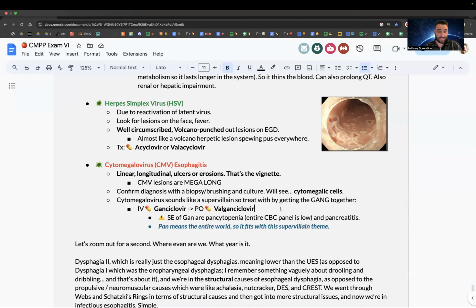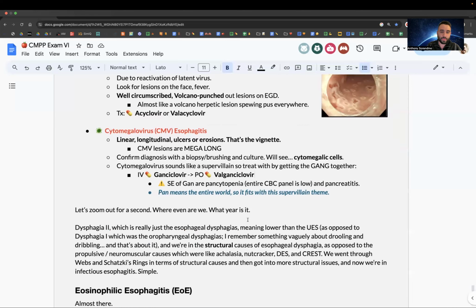So you're going to treat this by getting the gang together. So this is ganciclovir IV or PO valganciclovir. There are some side effects to these, and you think of like this supervillain taking over the world. So pan means like the entire world, like Pangea or pandemic. So pancytopenia, which is going to be your entire CBC panel, gets dropped, and then pancreatitis as well. So there you go.